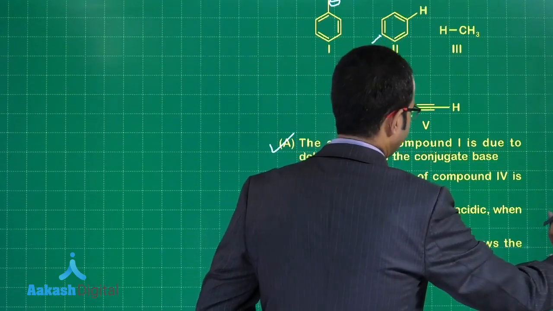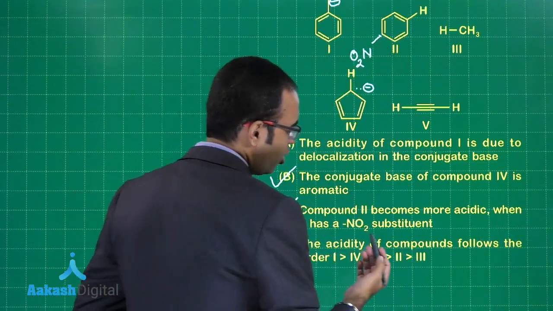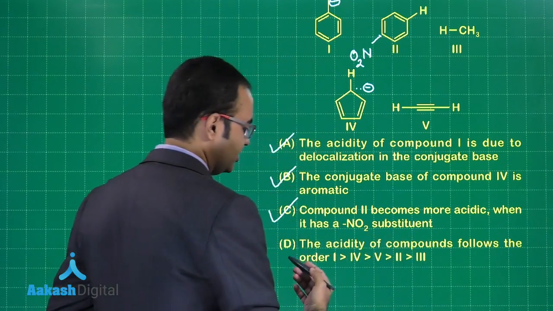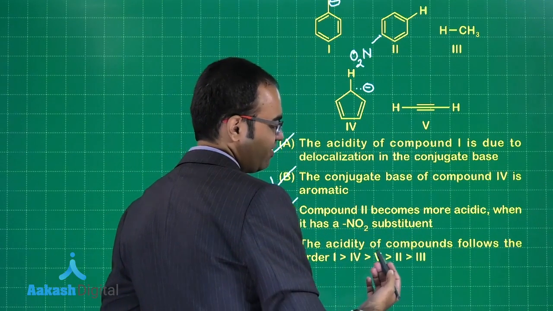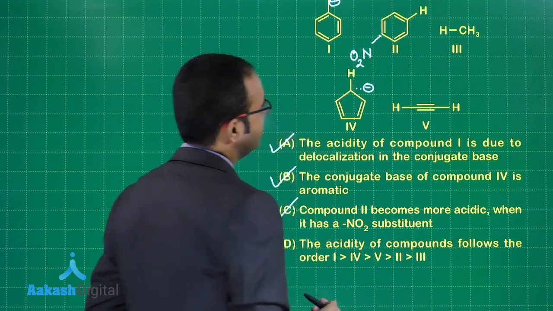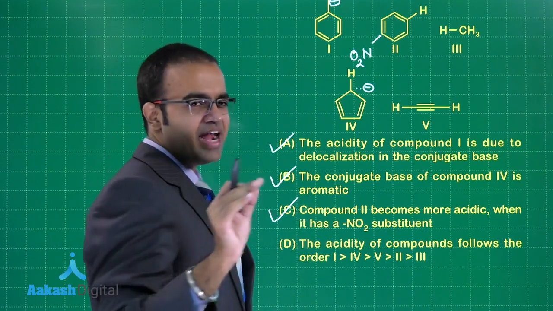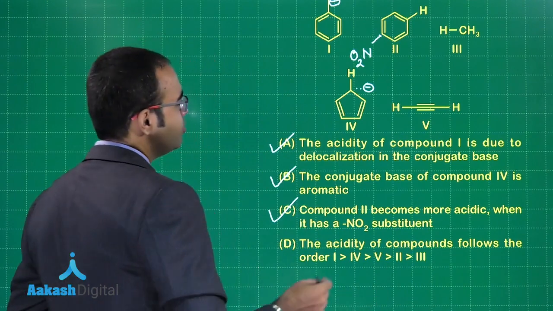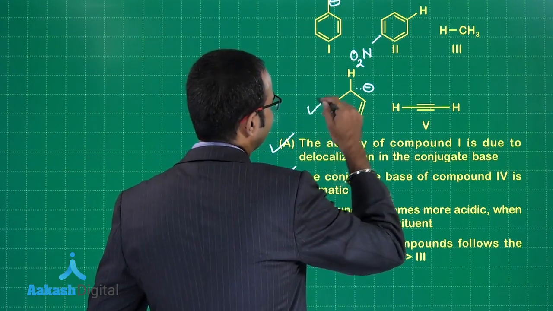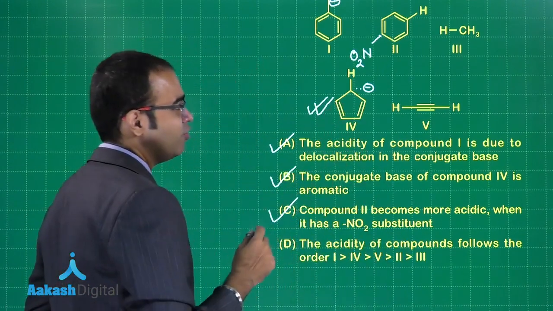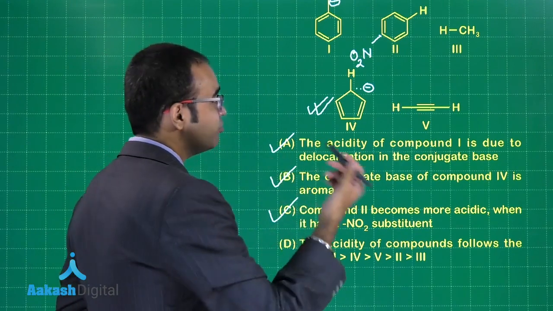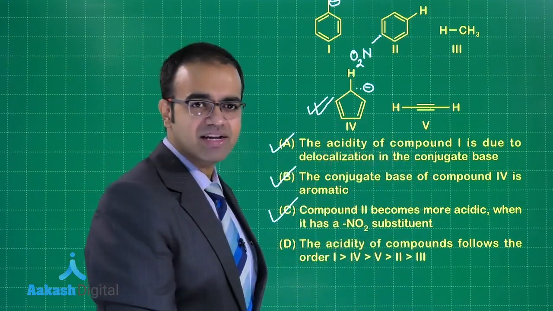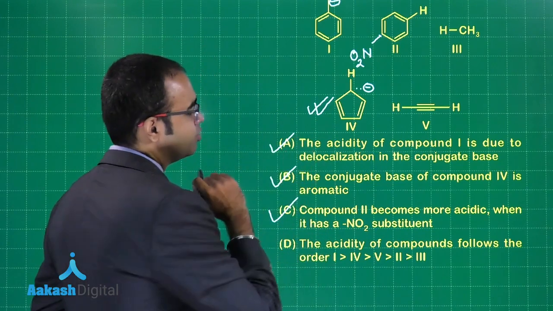The last option: the acidity of compounds follows the order 1 > 4 > 5 > 2 > 3. So what you do over here is find out the most acidic out of all, and you'll get your answer. The most acidic out of all is this compound, guys. Compound 4 is most acidic, but as you remove H+, it is giving you an aromatic compound, right? So this is most acidic.